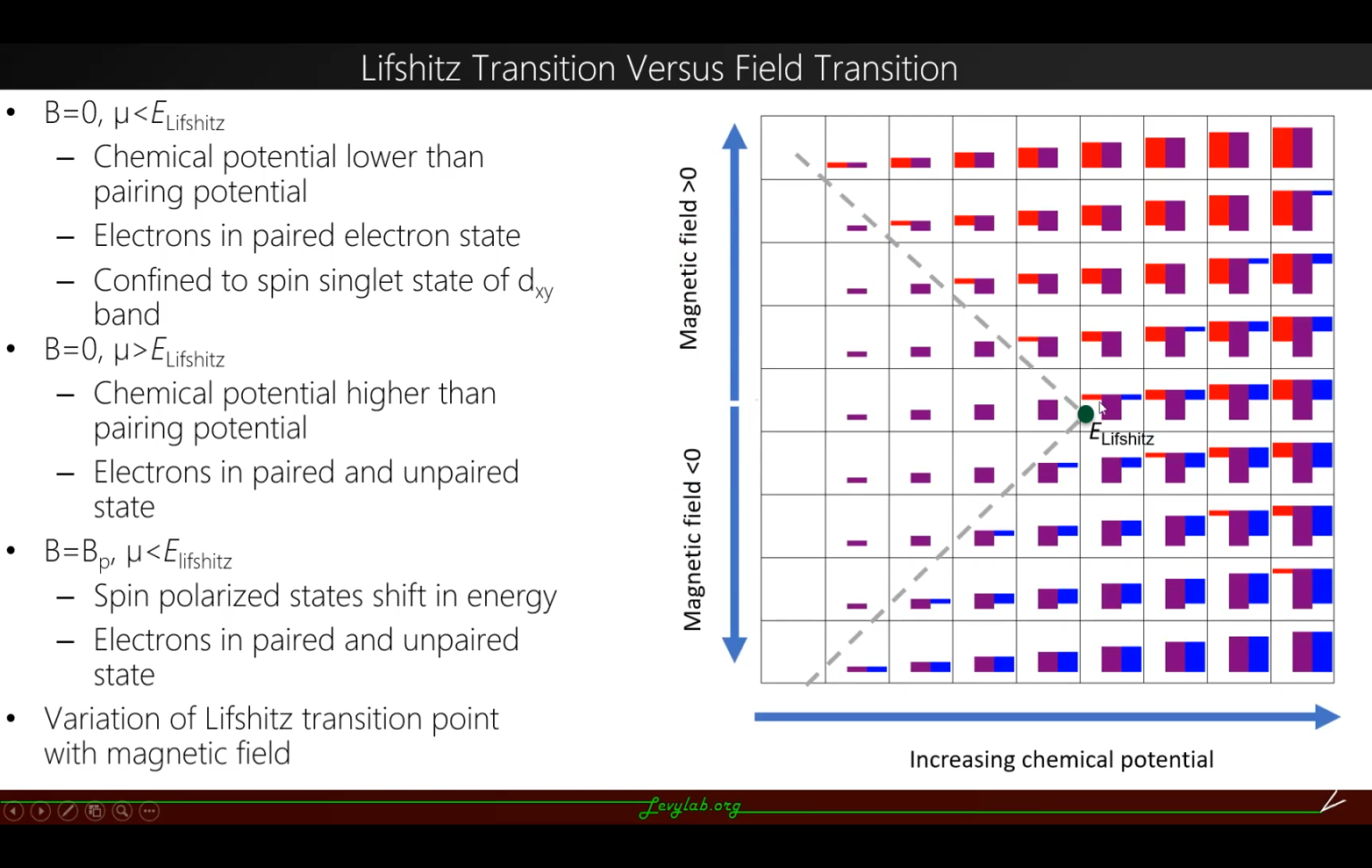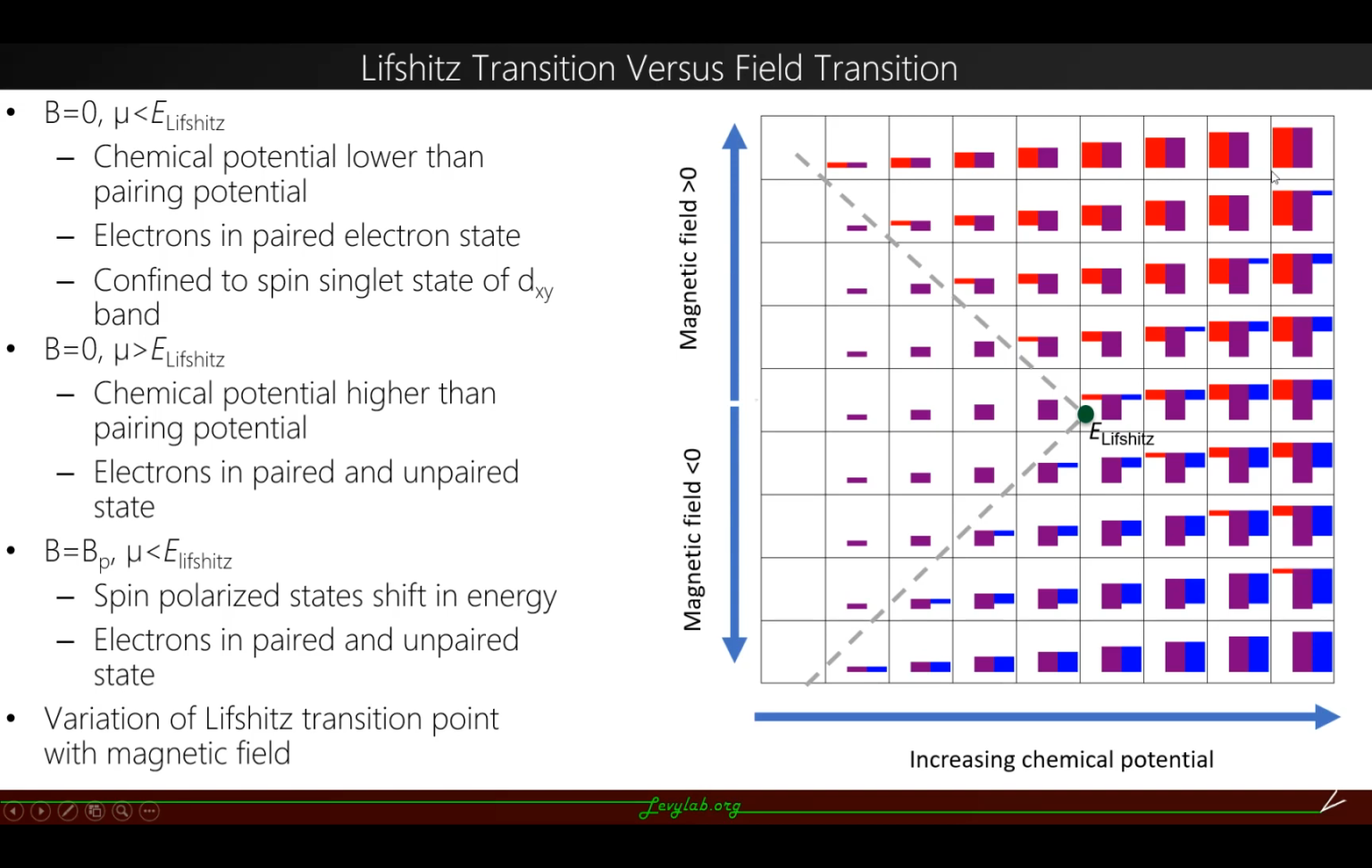This point is the traditional Lifshitz transition point at B equals 0. If we are at 0 magnetic field, the electrons will start going from the paired to unpaired state at this particular point. But now if we apply a magnetic field, you can notice along these dashed gray lines that the point at which the transition takes place can actually shift. If we consider this particular magnetic field, somewhere around here, the electrons will start going from the paired to the unpaired state. So anywhere inside this triangle, the electrons exist only in the paired states, and anywhere outside this triangle, the electrons will be in both paired and unpaired states depending on our magnetic field.